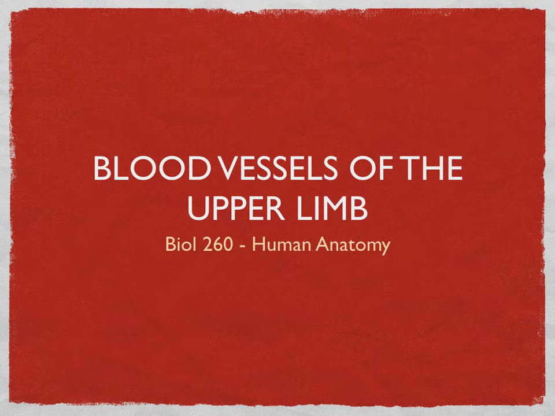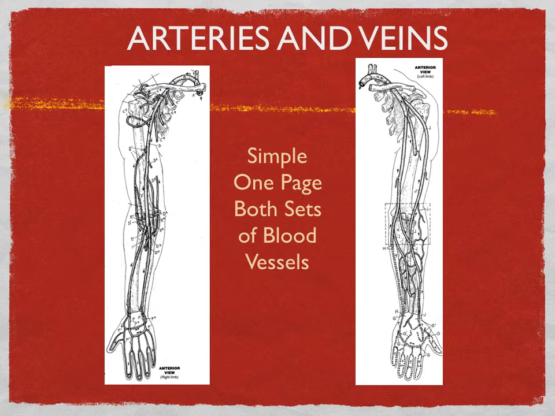Well, let's look at the blood vessels of the upper limb of the human body. The handout we're using is from the anatomy coloring book, and on a single page, page 109, is a diagram of both the arteries and the veins.